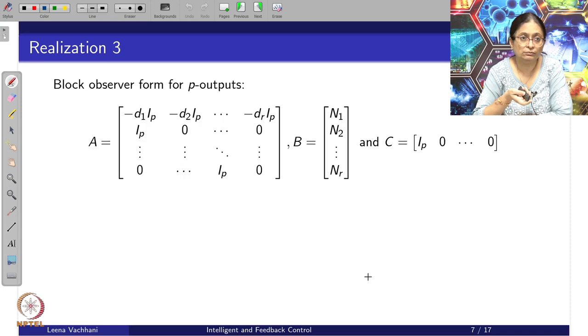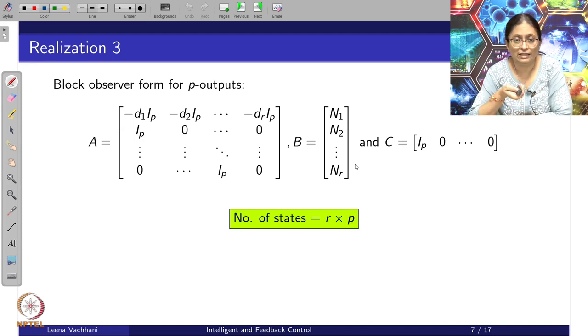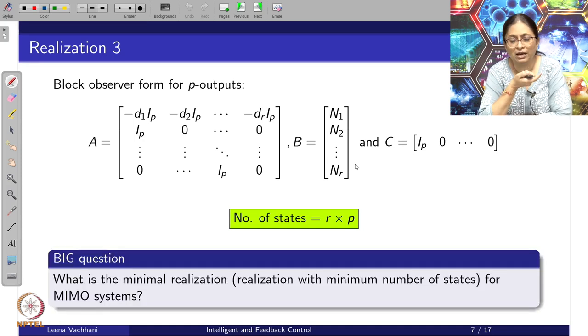Let's take the block observer form, similar to the block controller form, for the P output case. For P outputs, my system matrix now has D1 times IP through DR times IP, and my input matrix has the coefficients N1, N2, N3, NR, whereas the output matrix is nothing but the identity matrix IP. Now, in this case, the number of states is going to be R cross P. So for my example here, again my R was 4, and since this is the 2 input 2 output case that we picked from the start, we will have 8 states. But we still do not know what the minimal realization is, that is, the realization which has the minimum number of states for a MIMO system.